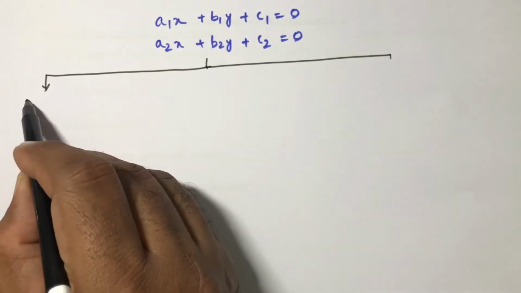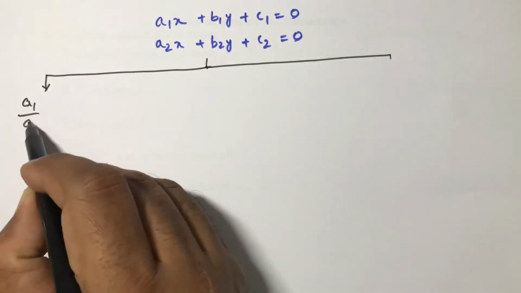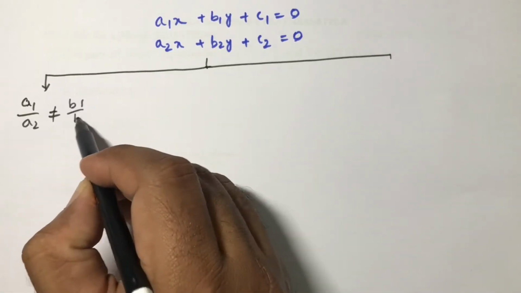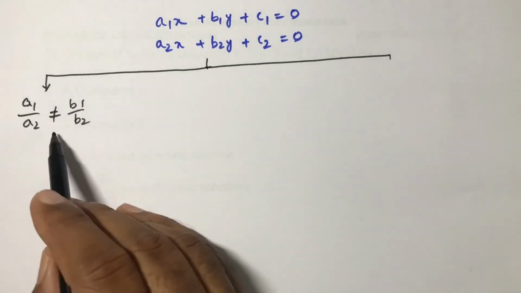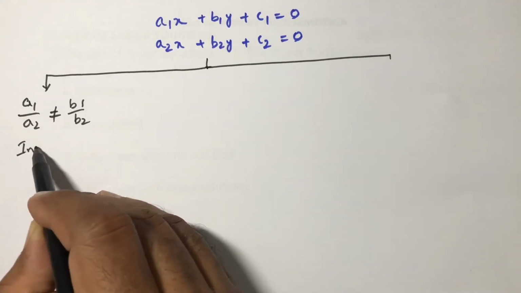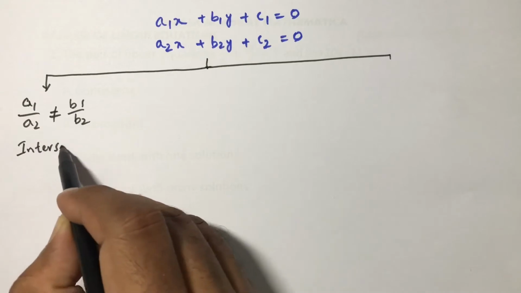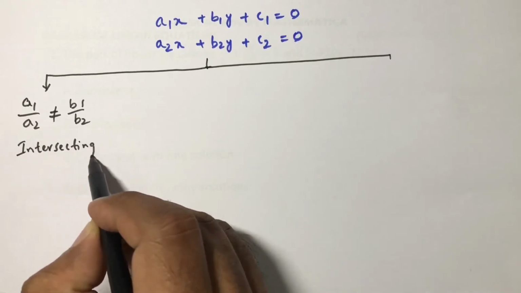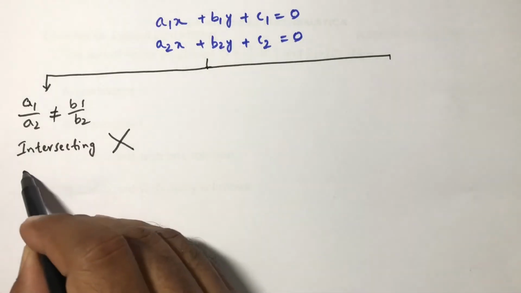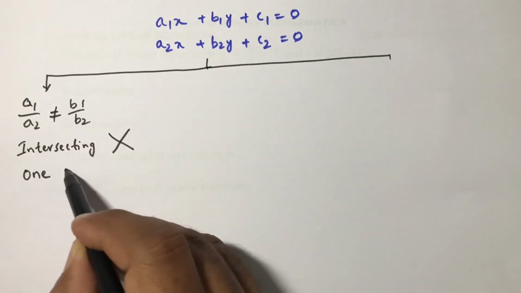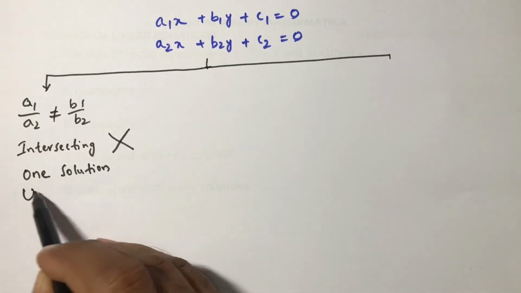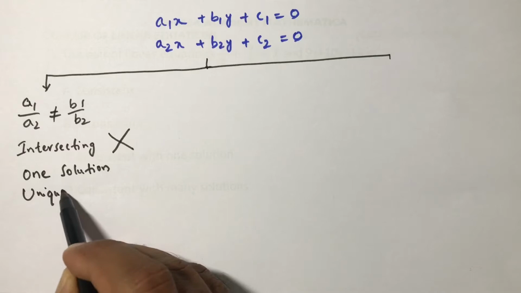If a1 by a2 is not equal to b1 by b2, then the lines are intersecting. If the lines are intersecting, they'll meet at one point, so we'll be getting one solution, or we can call it a unique solution.